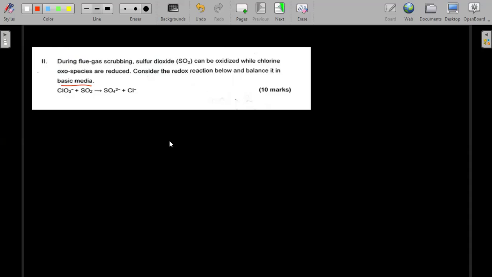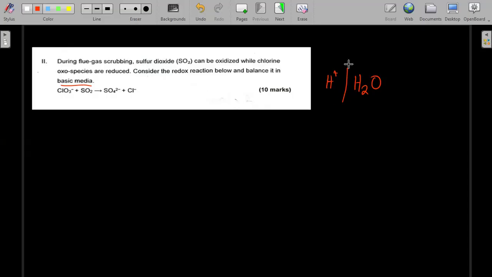So what are the steps that we need to follow when balancing our redox reaction in basic media? The first thing that we do is balance it in acidic media. We know that when balancing in acidic media, we are going to be adding hydrogen ions and water molecules to balance our oxygen and hydrogen atoms. So that's what we are going to do.